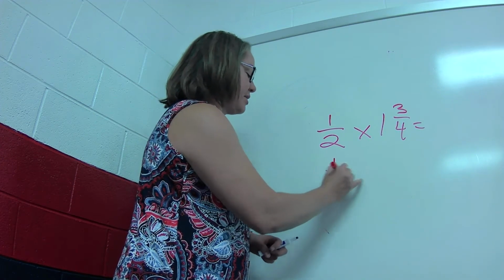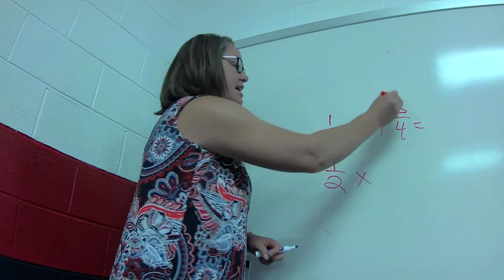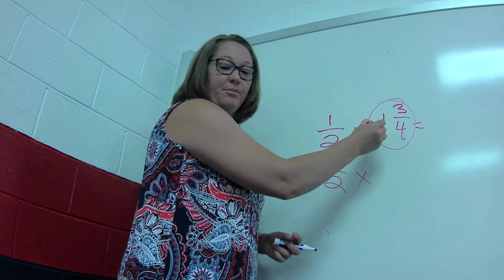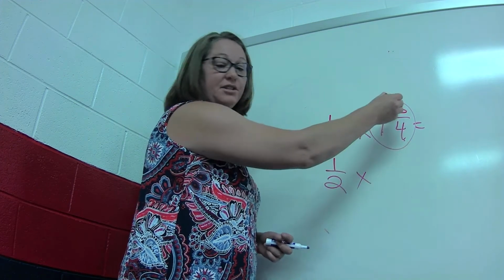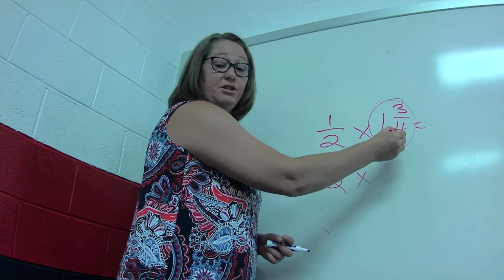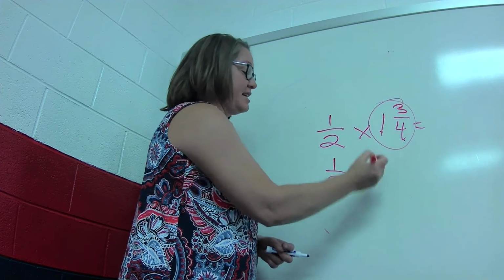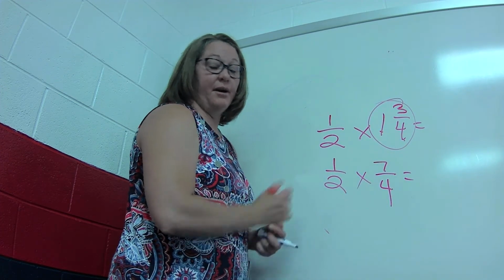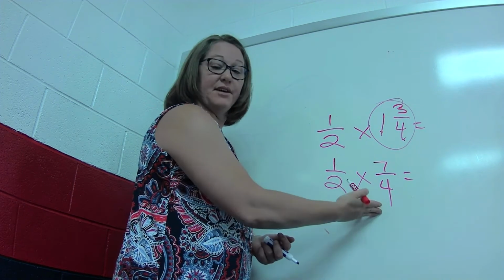All right, so let's rewrite 1/2 to 1/2. Now we have to change this to an improper fraction. Whole number times the denominator plus the numerator. So 1 times 4 is 4, plus 3 is 7, and I use 4 as my denominator. Now we simply have 1/2 times 7/4.